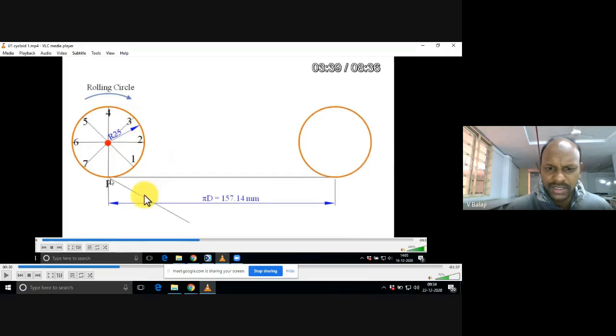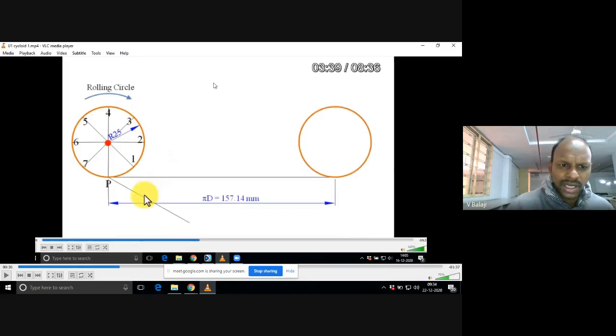Capital P is touching onto the ground, which is a fixed point on the circle. Now P is at the initial generating point. P is the starting point of your curve, and somewhere it ends here, after traveling one revolution. That is the end point of the generating curve. It is the starting point of the generation.